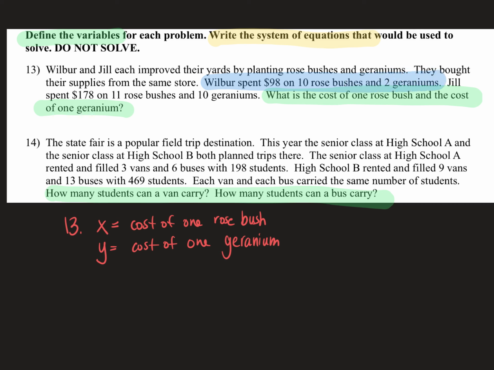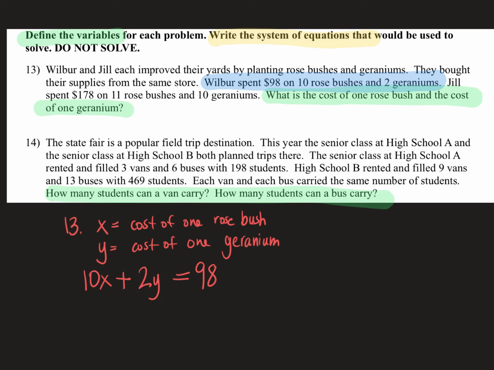So in blue, I do that first sentence for what Wilbur spent. And then in red maybe, I wrote equals. So he spent $98, a total of 98. Total you add, what do you add? 10x, 10 times the cost of one rose bush, so 10x, plus 2y, 2 times the cost of one geranium.